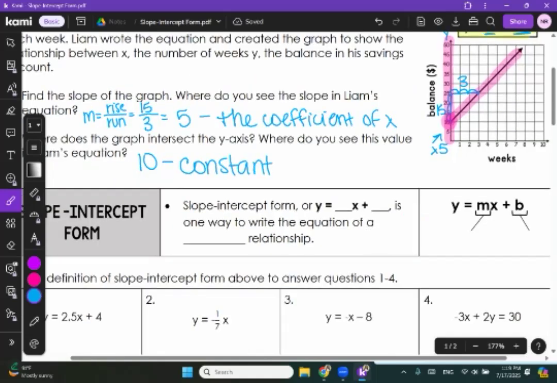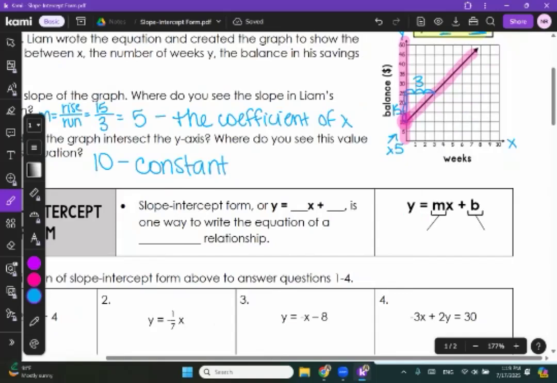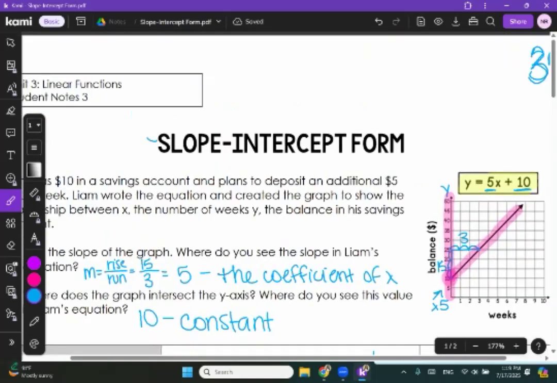So slope-intercept form, also known as y is equal to mx plus b, is one way to write the equation of a linear relationship. Anything that deals with slope will always be linear. Anytime you get any kind of question about slope, it will always be linear. Okay? It's always going to be linear. Nothing different.